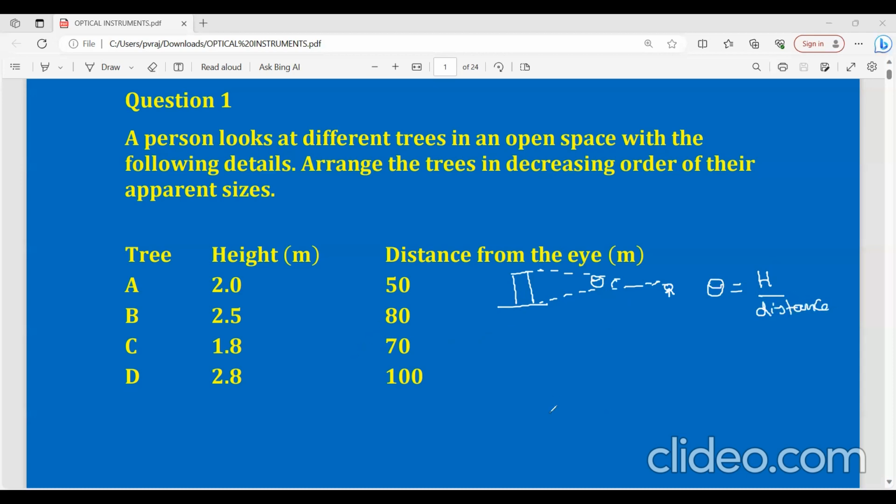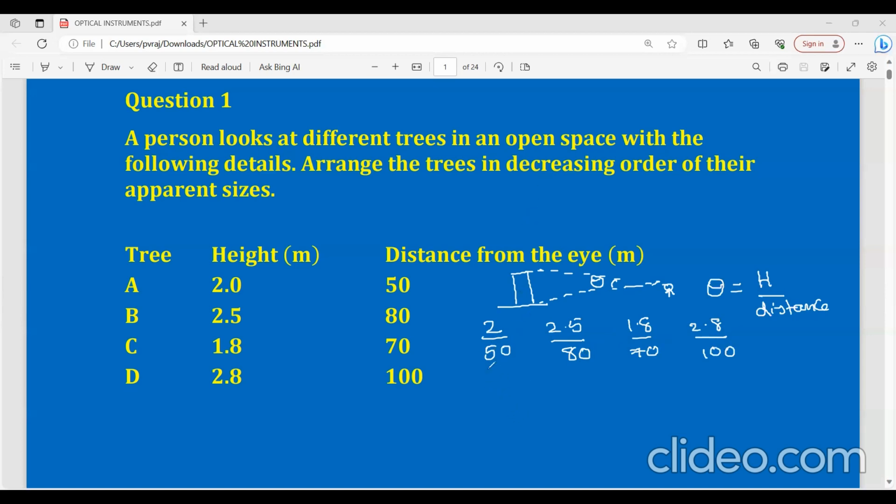For all the 4 trees, you can just write here the values. And for the first one, it is 2 by 50. For the second one, it is 2.5 by 80. And of course, all are in meters only. And third one, 1.8 by 70. Fourth one, 2.8 by 100. You have to write them in decreasing order only.